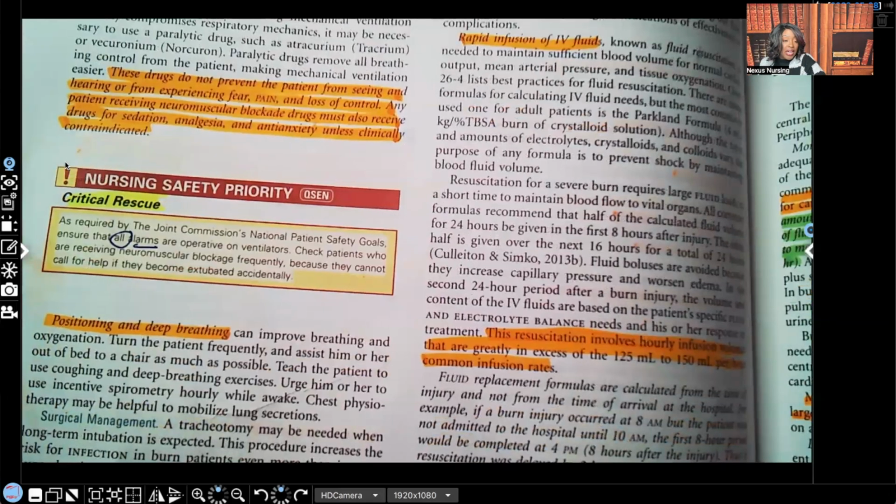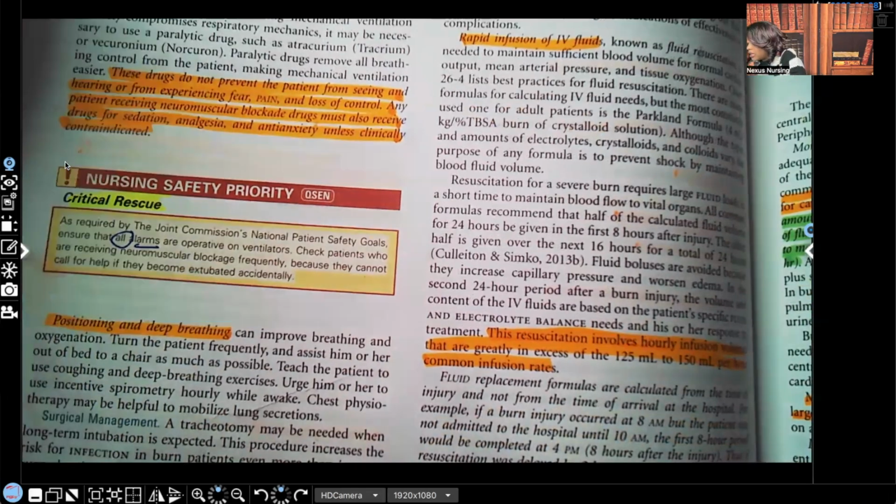Positioning and deep breathing can improve oxygenation. I talked to you guys about that. Turn, cough, deep breathe. If you know they're not intubated, make sure they're sitting up.